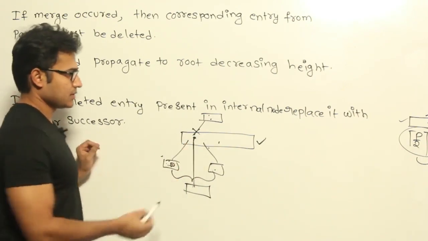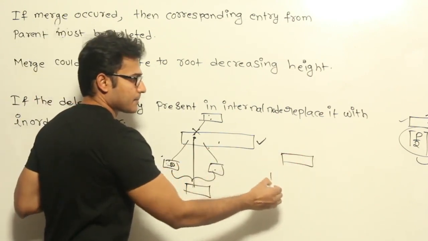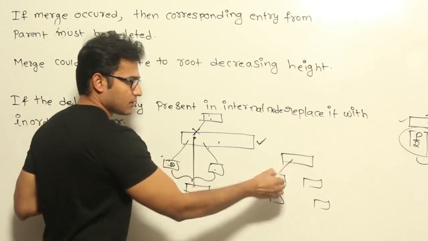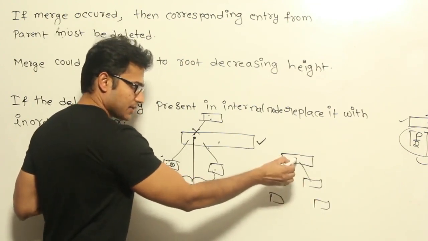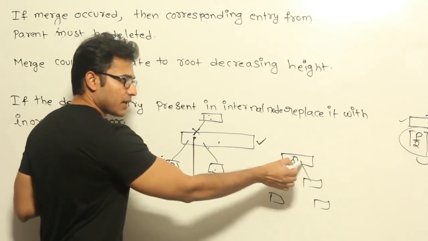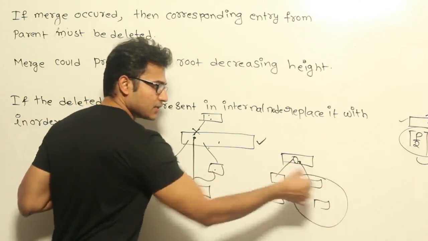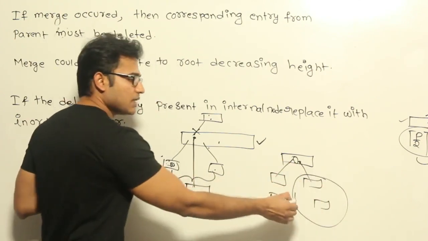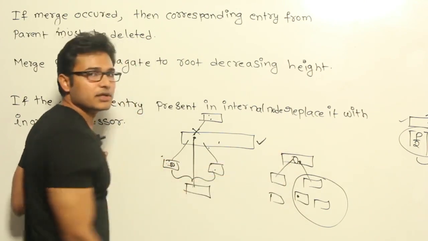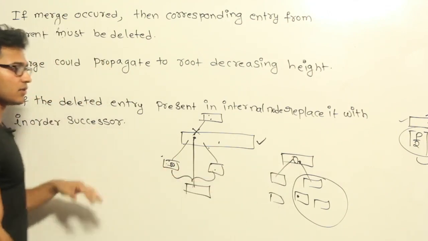What is the in-order successor? Let us say this is a tree and we have many levels there. If I have to replace this entry with the in-order successor, then you go to the right subtree of that particular entry, go to the leftmost entry in the leaf, take it and put it there. I'll show you with an example how to replace it. That is called the in-order successor.